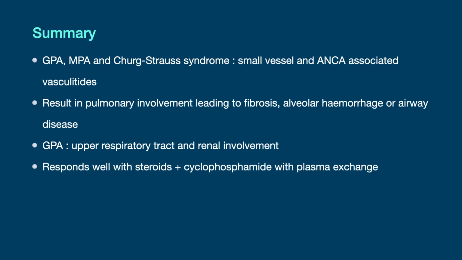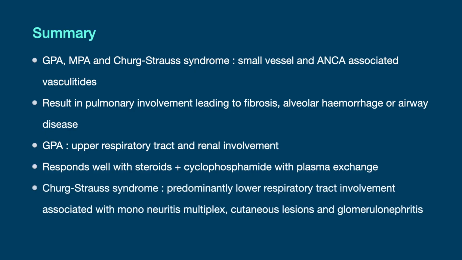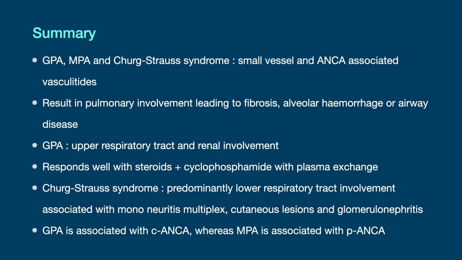Churg-Strauss syndrome has predominantly lower respiratory tract involvement associated with mononeuritis multiplex, cutaneous lesions, and glomerular nephritis. It responds well to steroids. GPA is associated with C-ANCA, whereas MPA is associated with P-ANCA.